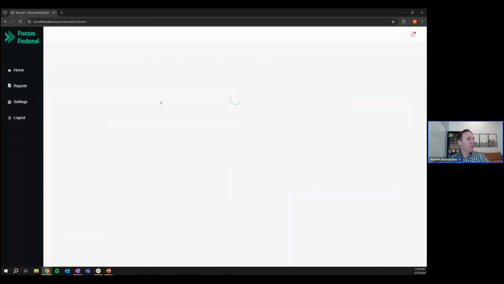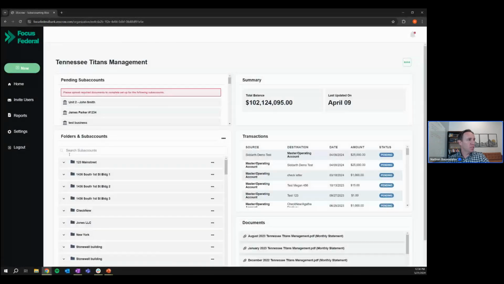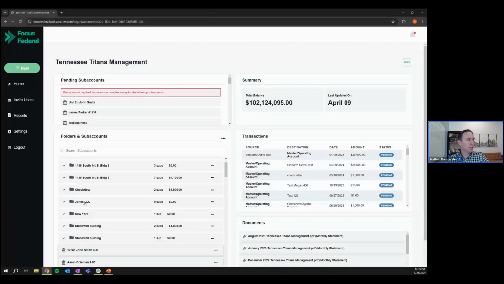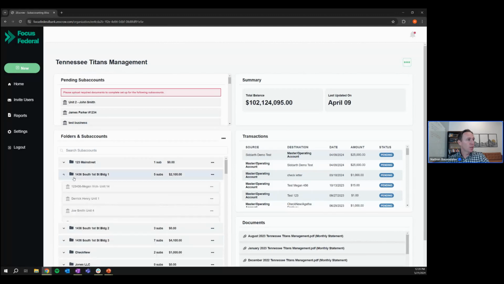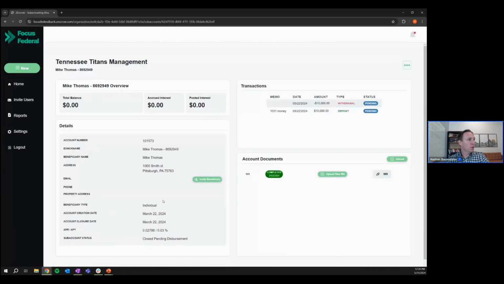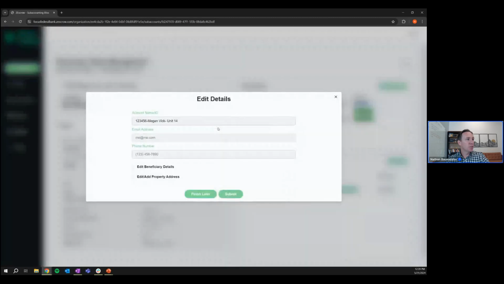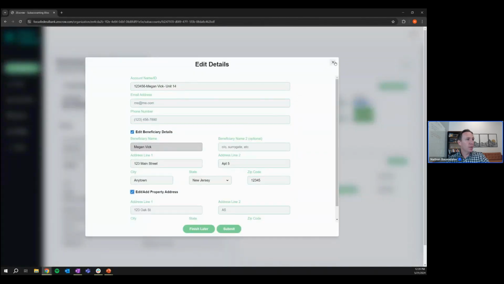And I'm going to go ahead and go to a different use case here. So let's say this is a property manager using these for security deposits. So now they have folders set up based off of buildings, or maybe they have it based off of states where they can put those things in there. But if we went into these accounts, again, this is the property manager, Tennessee Titans Management. I have the ability to edit the details for that beneficiary, change anything that might happen from that perspective.